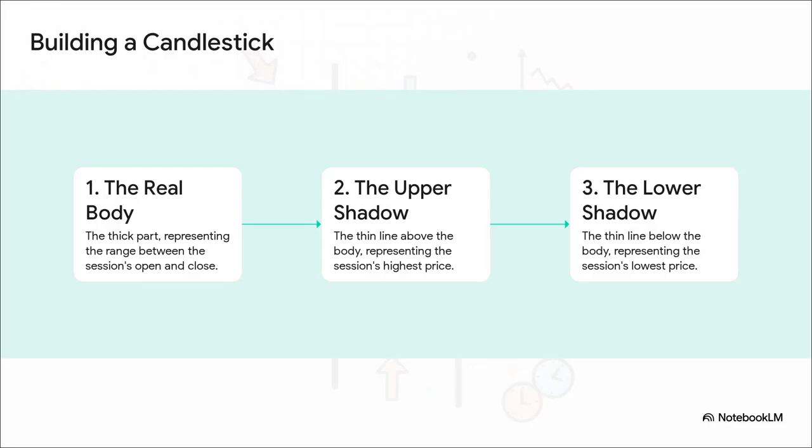Okay, so every single candlestick has three main parts. First, you've got that thick part right in the middle. That's called the real body, and it tells you the range between the opening and closing price. Then you have the thin lines sticking out of the top and bottom. Those are the shadows, or some people call them wicks. The upper shadow marks the absolute highest price of the session, and the lower shadow, well, you guessed it, it marks the lowest. Every single part tells its own piece of the story.